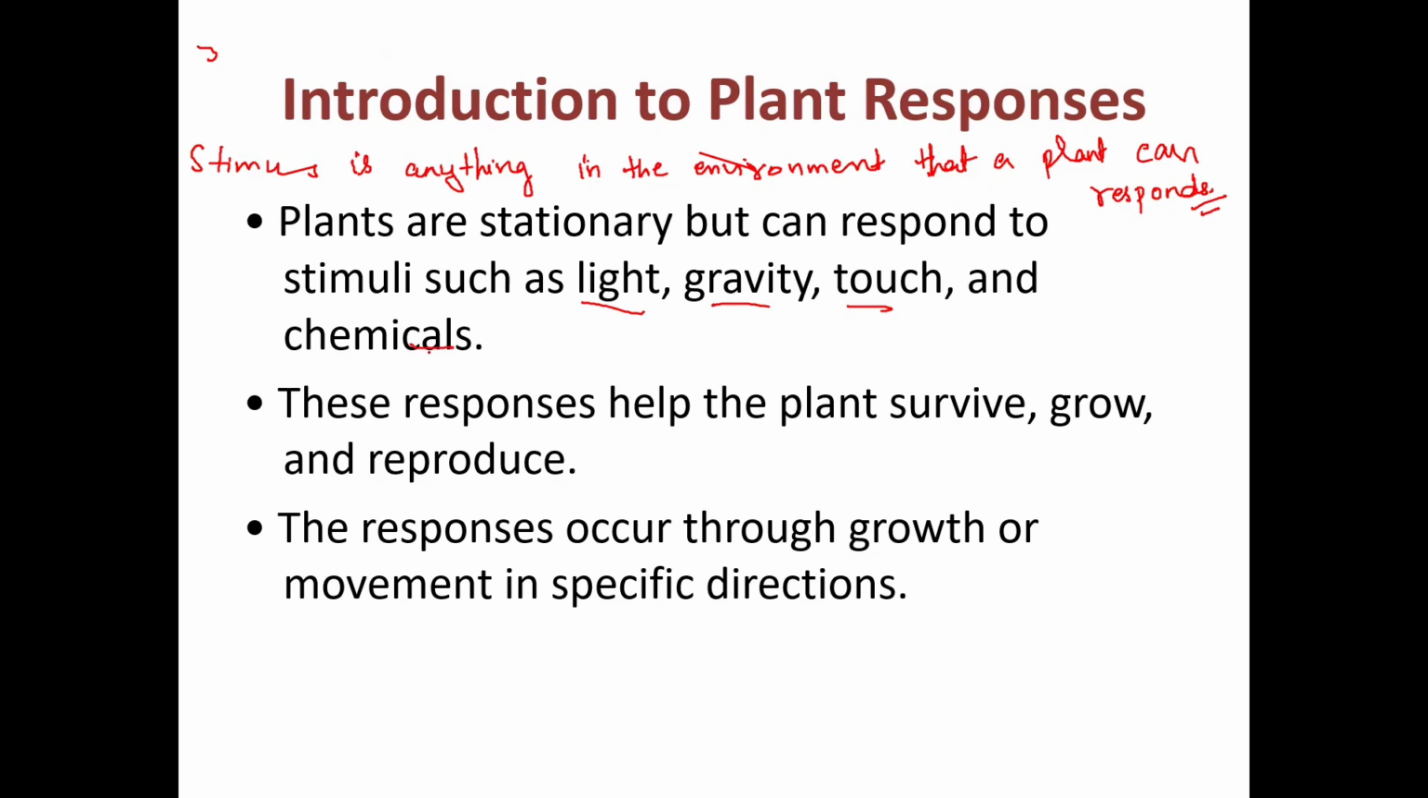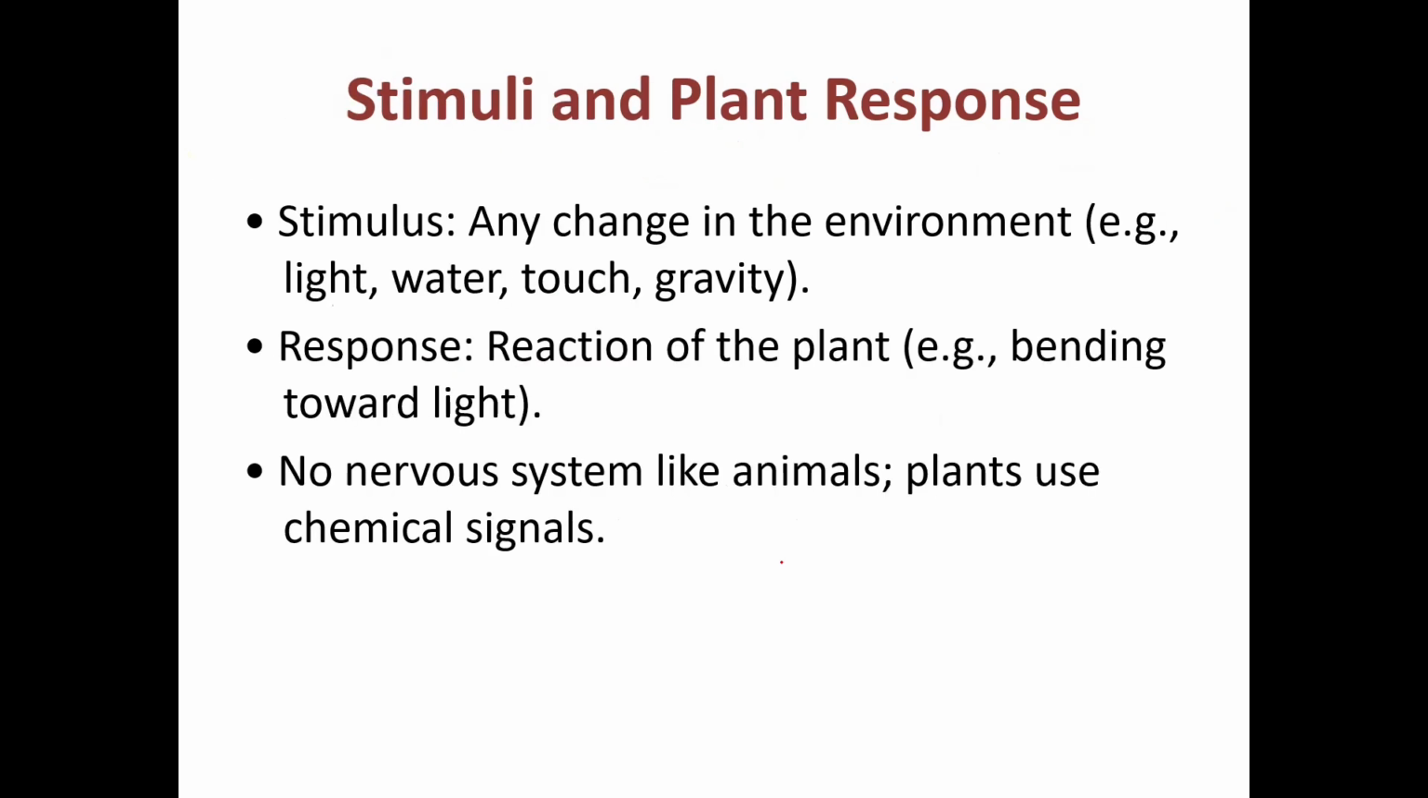The reaction of the plant to a stimulus is called the response. So basically when a plant reacts towards light, gravity, touch, chemicals, this is called plant response. These responses help plants survive, grow, and reproduce. And the response occurs through growth or movement in a specific direction. So a stimulus is any change in the environment such as light, water, touch, gravity upon which a plant reacts, and a response is how the plant reacts.